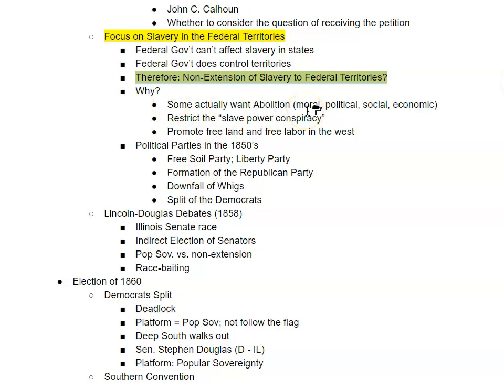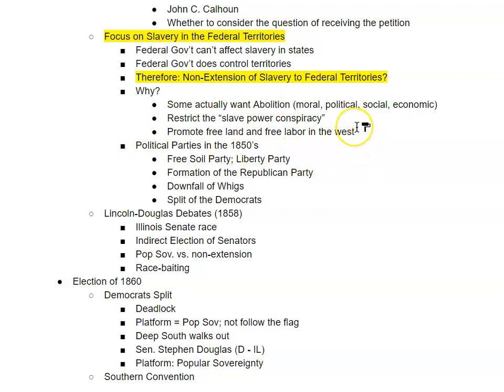Some people actually want abolition for moral, political, social, economic reasons. Some people who support this position want merely to restrict the power of the, quote, slave power conspiracy, which some people in their reading of American history and politics at the time viewed as a major force in American politics at the time, were powerful slave owners. And they wanted to promote free land and free labor in the West. Remember, many people are merely politically trying to control the South. Some of them actually want abolition of slavery.